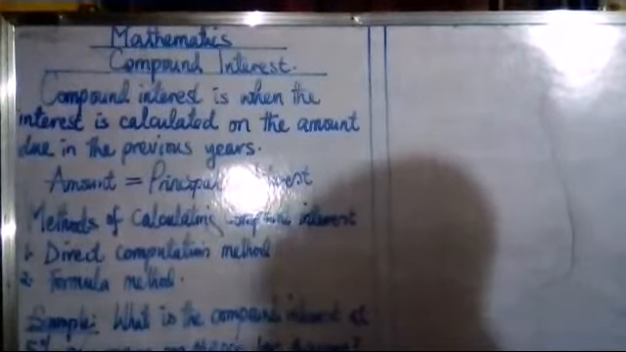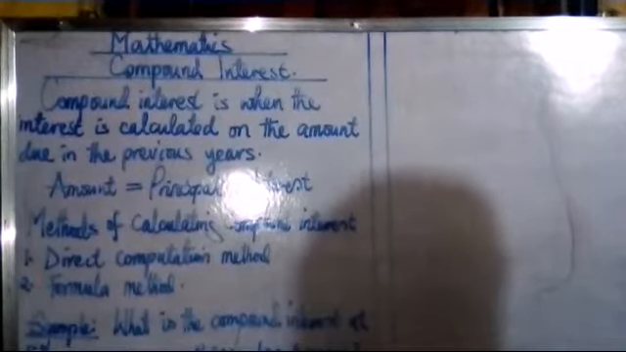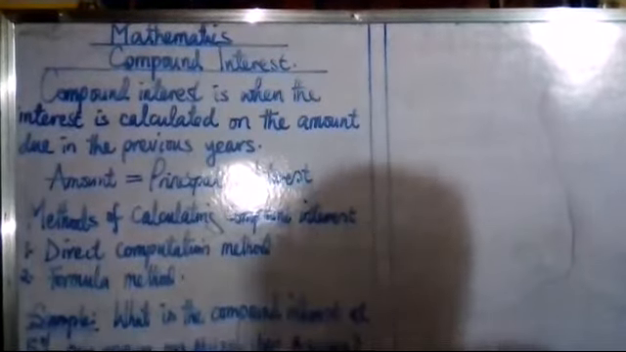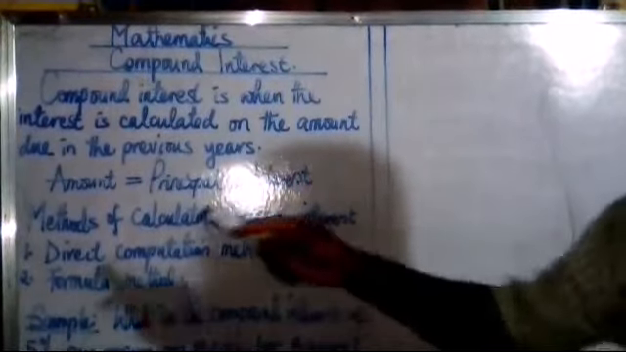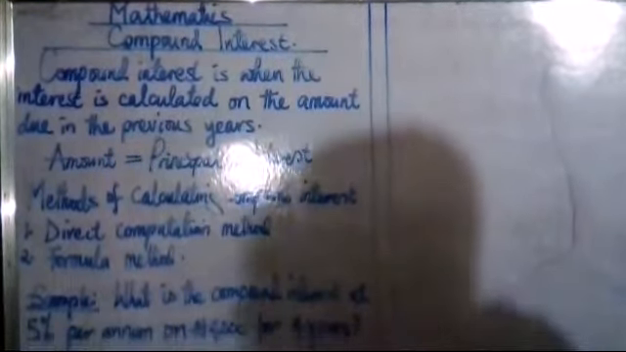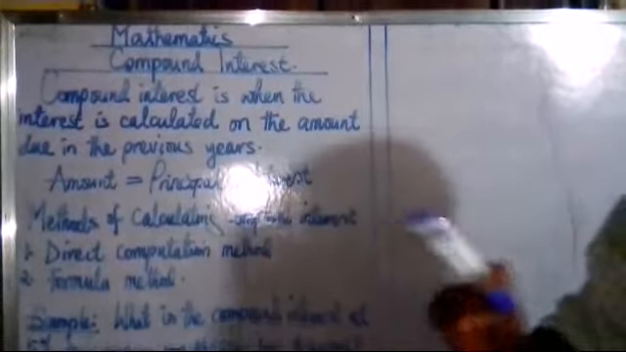Already we've done what we call simple interest, and we know that 100I is equal to PTR. Now we look at compound interest, and we said that compound interest is when the interest is calculated on the amount due in the previous years. What does that mean? This goes forward to explain the difference between simple interest and compound interest.